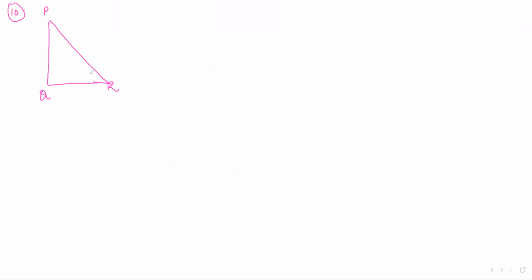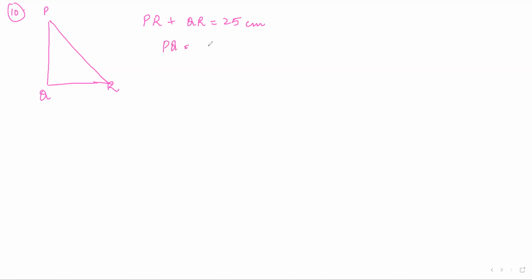PR plus QR is 25 centimeters. So something is given that PR plus QR is 25 centimeters. So this is a bit different kind of question, right? The starting point is a bit different. The trigonometry ratio is not given, but the sum of the sides is given in this question.